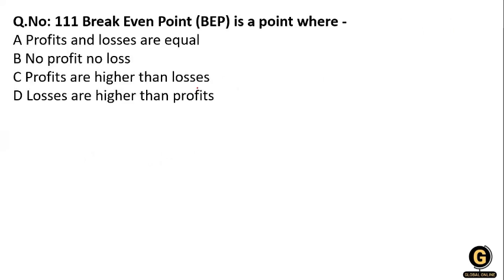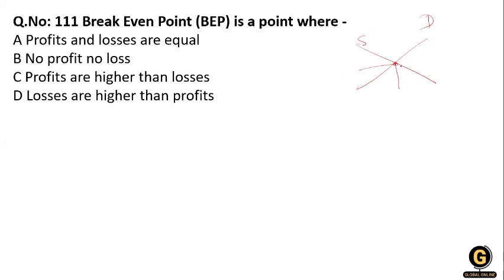Okay. Next question. Break-even point, BEP, is a point where profit and loss are equal: no profit, no loss. Profit is higher than the loss on one side, and the loss is higher than the profit on the other. So you know where the break-even point is? It is the point where sales and demand touch. Okay, so it is a break-even point.